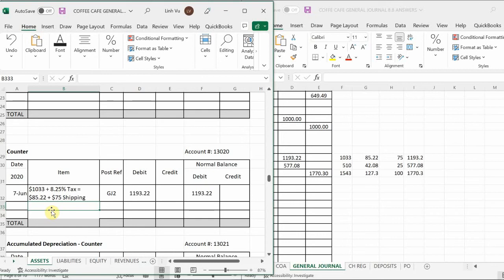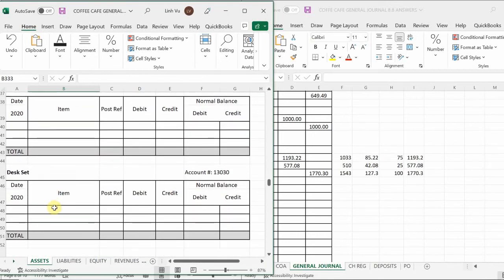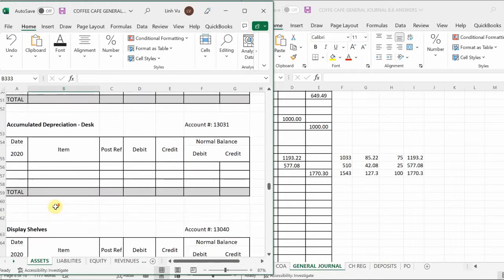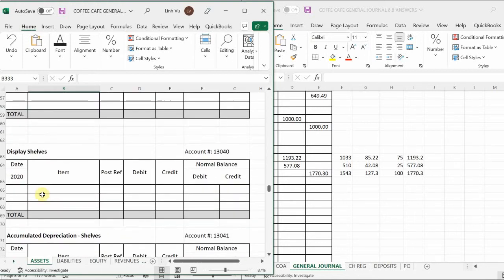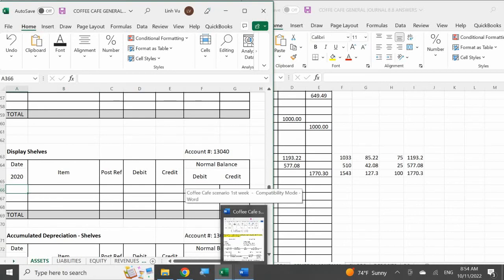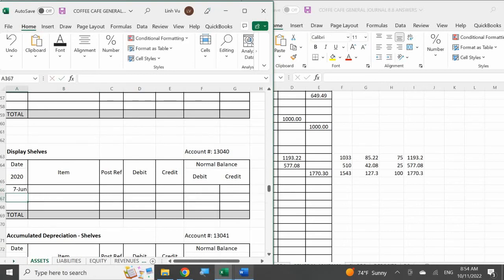Okay, so I need to plug in my next number here, which is going to be my display shelf. It's a couple down on your pages. So here I am, display shelves. On the 7th, you can say here that you bought 5 display shelves at $102 each, which gave you a total of $510, plus 8.25% tax.